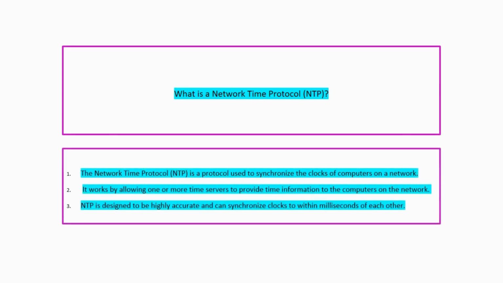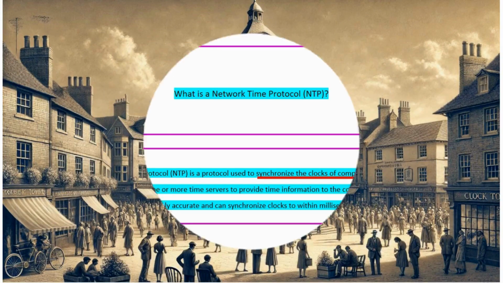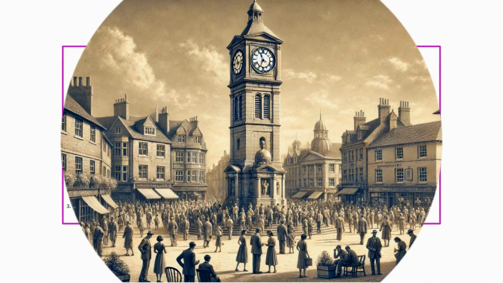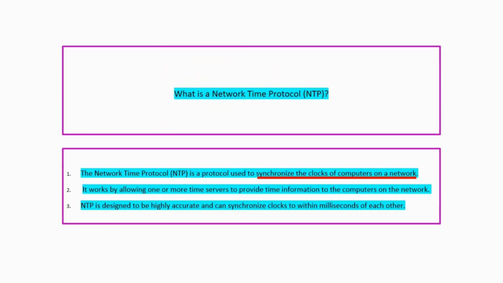Network Time Protocol is used to synchronize the clocks of the computers on a given network. It works by allowing one or more time servers to provide time information to all the computers on a given network. NTP is designed to be highly accurate and can synchronize clocks to within milliseconds of each other.